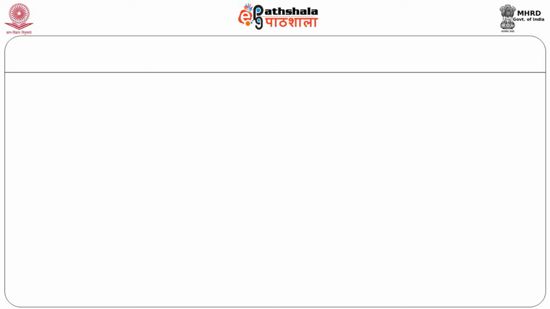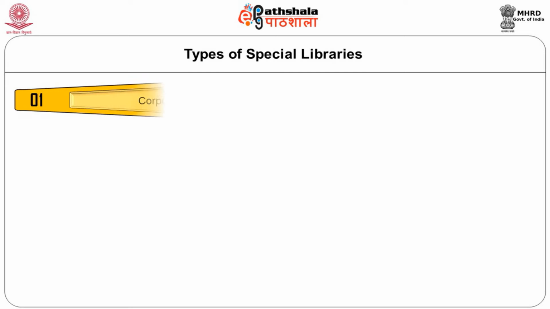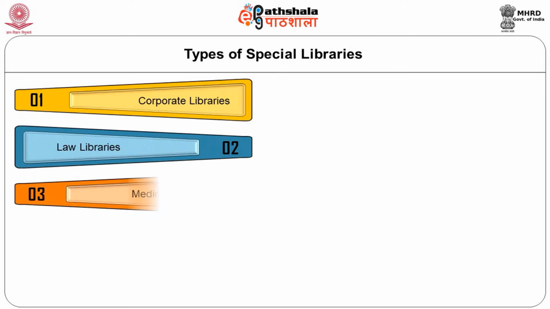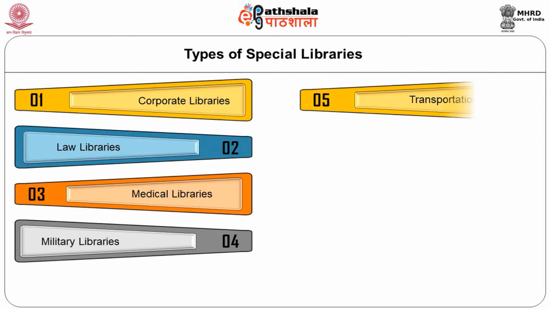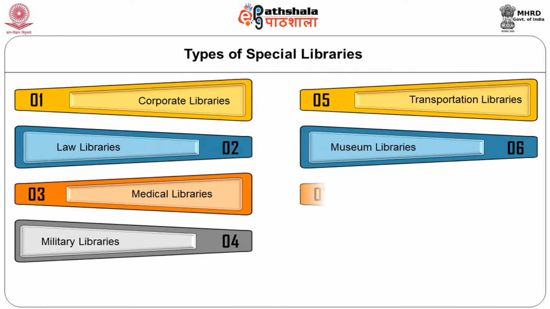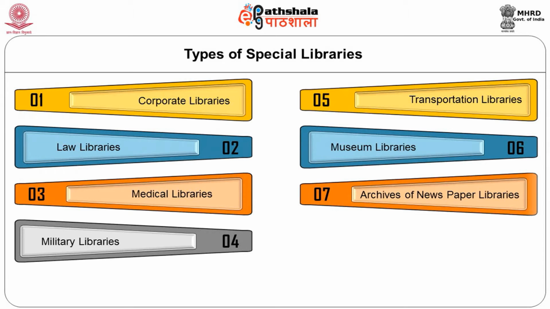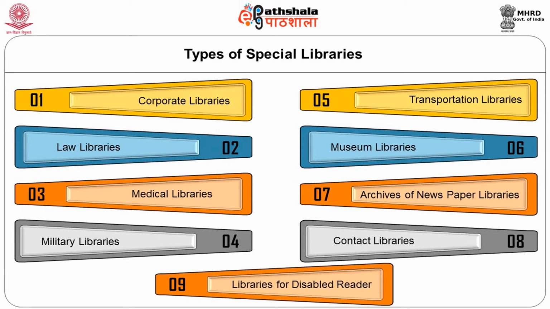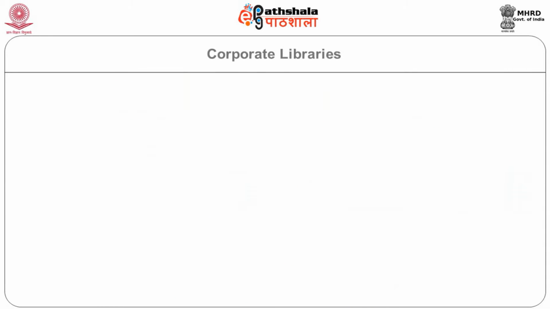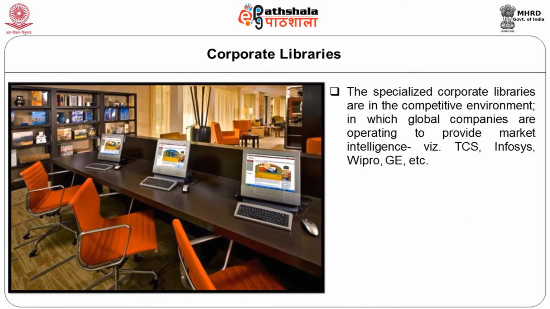Types of special libraries. There are different types of special libraries, namely corporate libraries, law libraries, medical libraries, military libraries, transportation libraries, museum libraries, archives of newspaper libraries, contact libraries, and libraries for disabled readers. Corporate libraries operate in the competitive environment in which global companies provide market intelligence. For example, TCS, Infosys, Wipro, GE, etc.